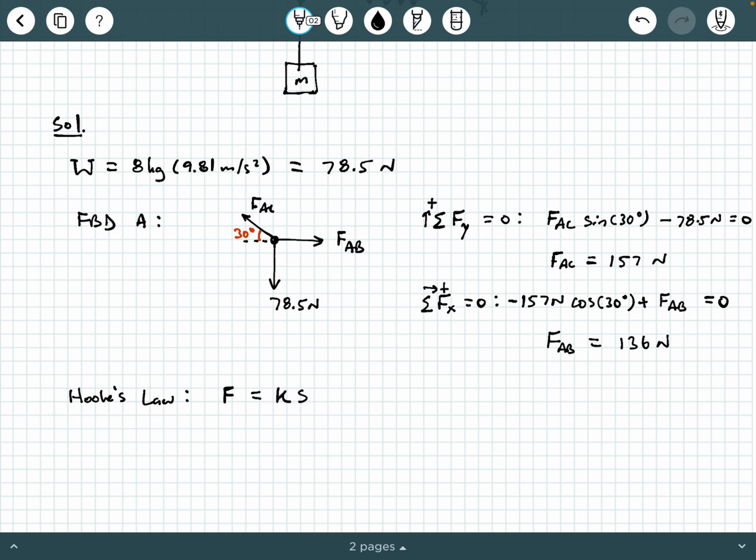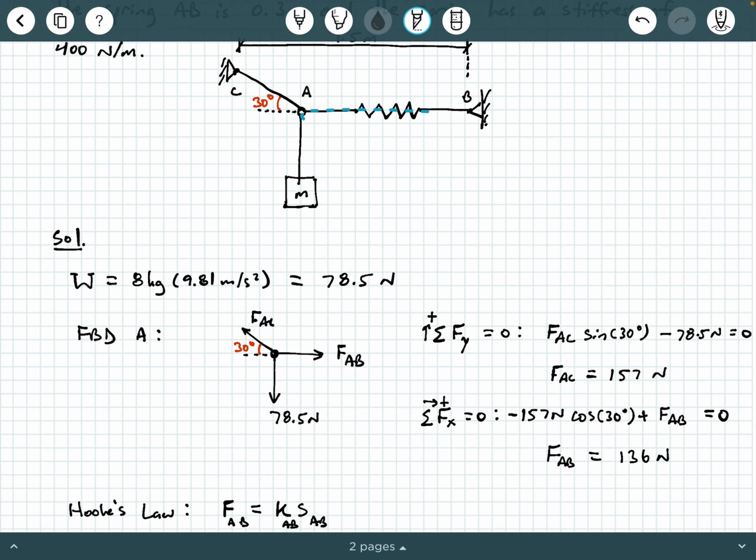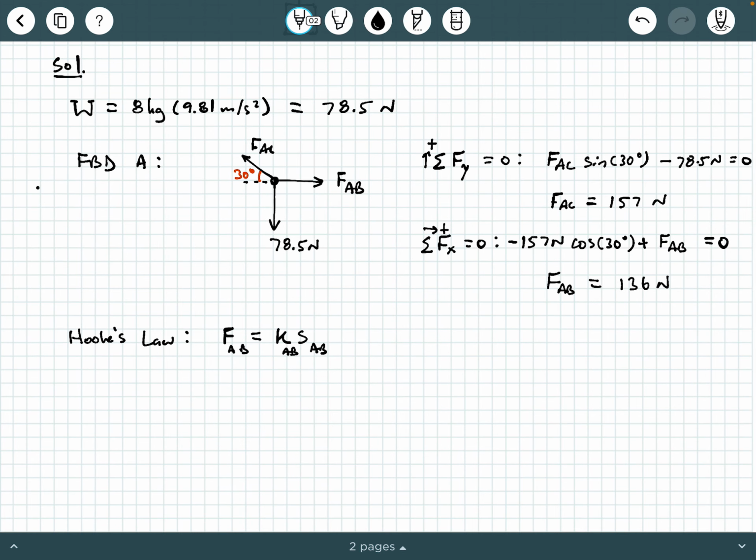And what is that constant of proportionality? Well, that's this spring stiffness K. So for our application in this problem, we'll say F_AB equals K_AB times the stretch of AB. So we can put these little subscripts of AB for each of these terms to indicate that we're concerned about what's happening here in AB, all right? And so what I'm going to do is rearrange this, and I'm going to say that the stretch in AB is going to be equal to the force in AB divided by the stiffness of AB, okay?